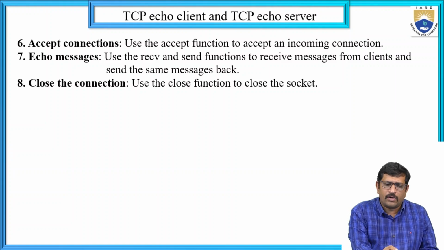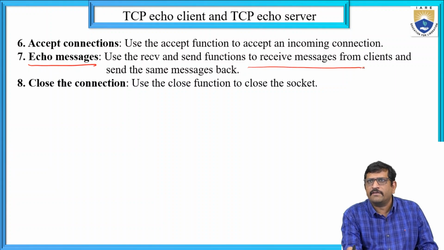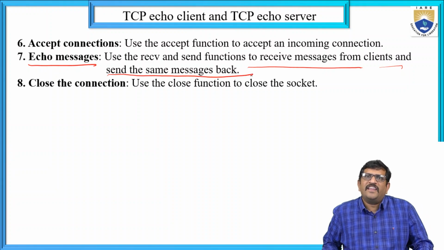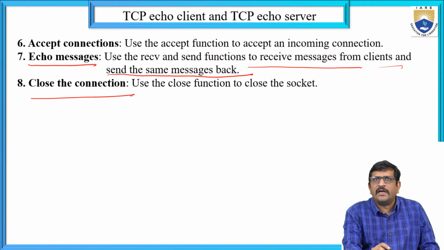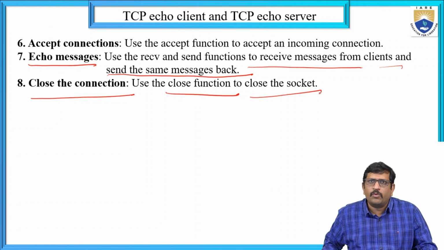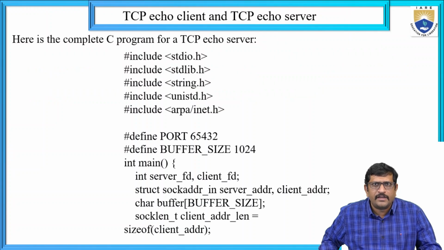The echo message. Echo message means using the receive and send functions to receive the message from the clients and send the same message back. Then closing the connections. Closing the connections means using the close function to close the sockets. Generally, once the communication is successfully completed between the client and server, then we can close the connections.